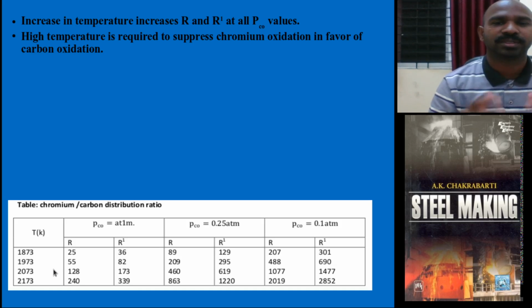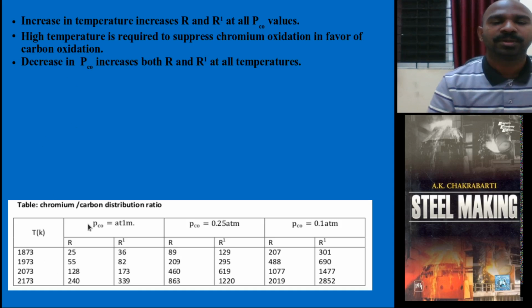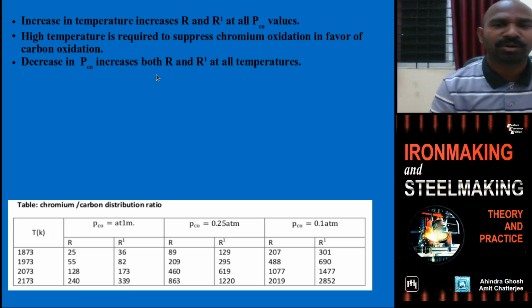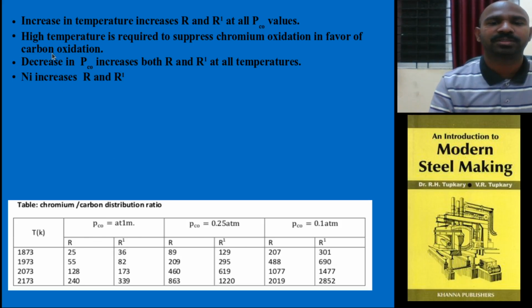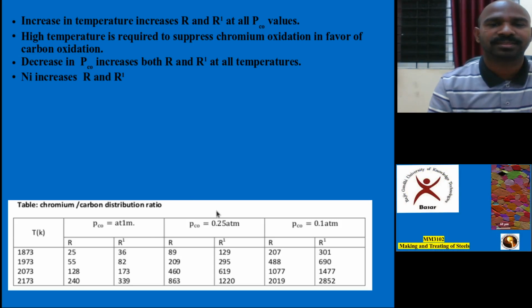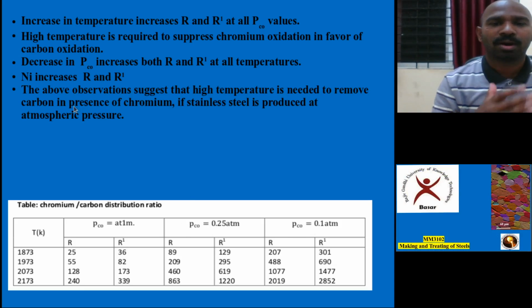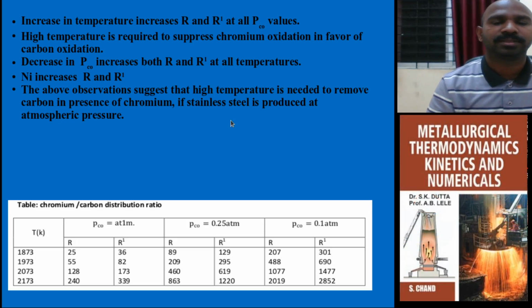This is the evidence. Another point is, as the partial pressure decreases, 1, 0.25, 0.1, these R and R dash values, if you take any row at a temperature, are also increasing. This is the point about R, and with nickel it is also increasing. As the PCO values, the partial pressure of carbon monoxide, decrease, R increases, and this observation suggests that you need a very high temperature to remove the carbon while retaining the chromium.